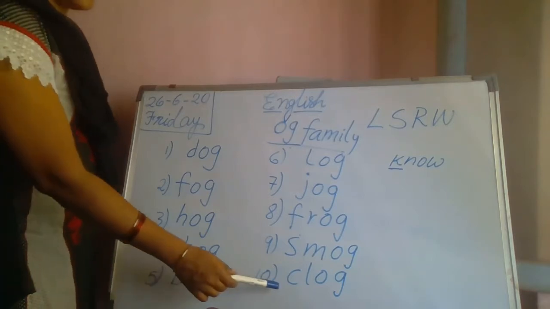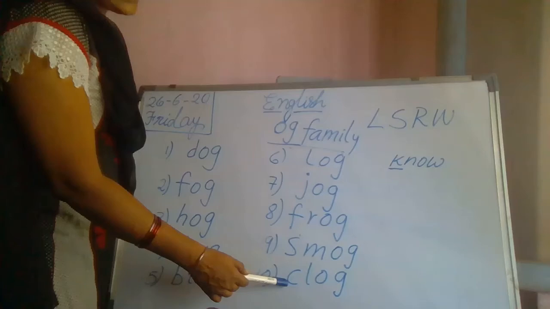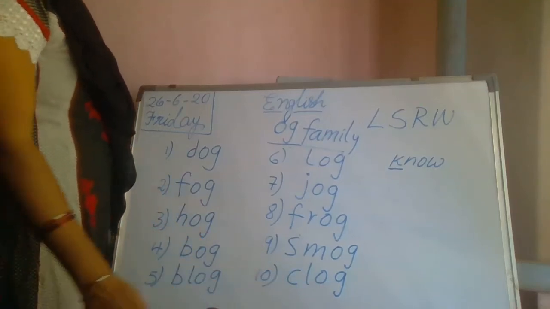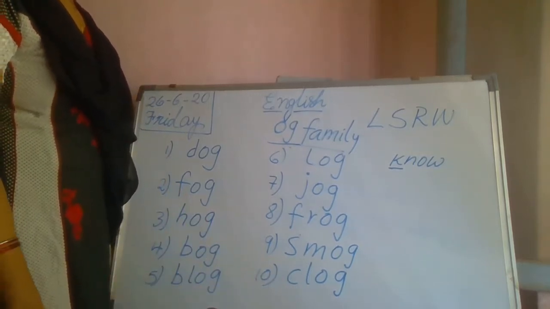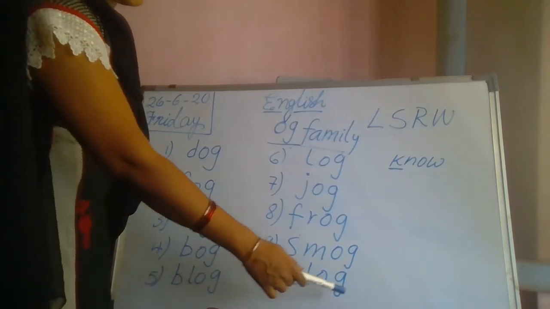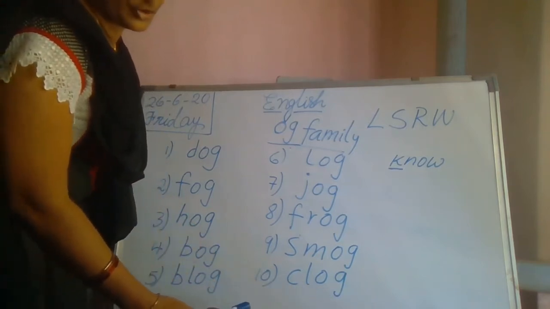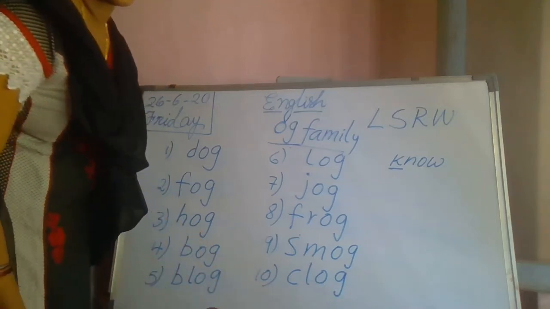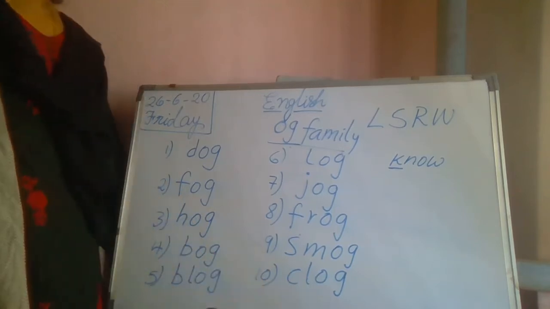Here. What is this letter? C, L, O, G. C gives the ka sound. L gives the la sound. If we join the C L with the og family, how can we pronounce it? C, L, O, G, clog.